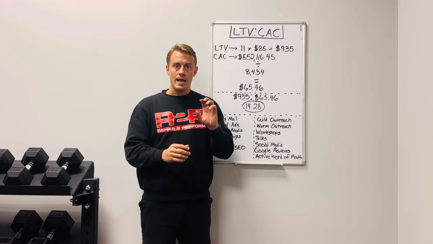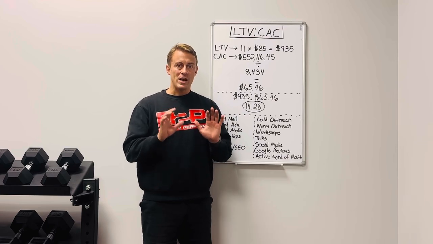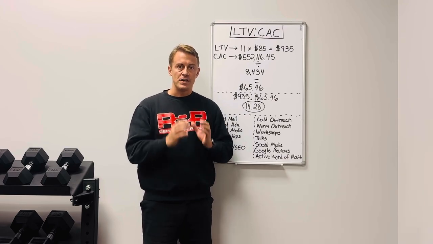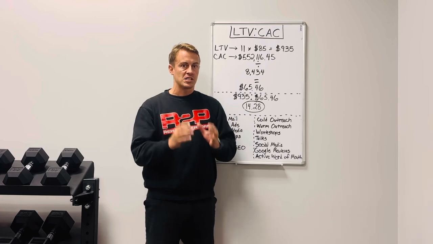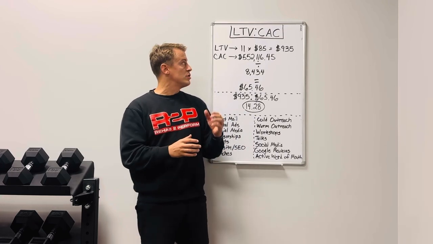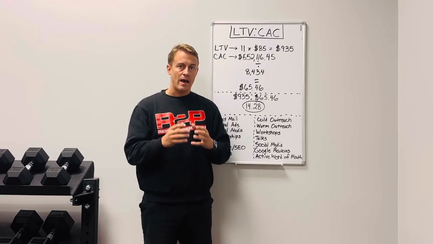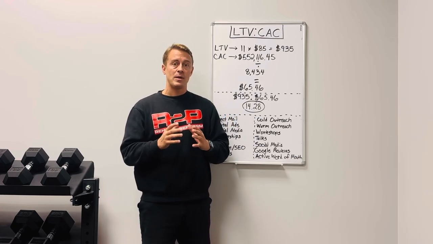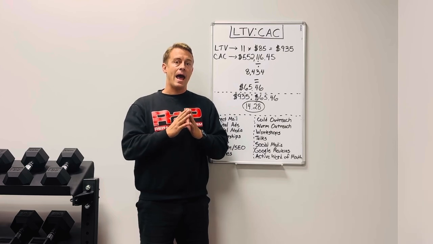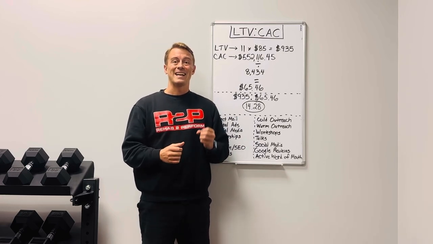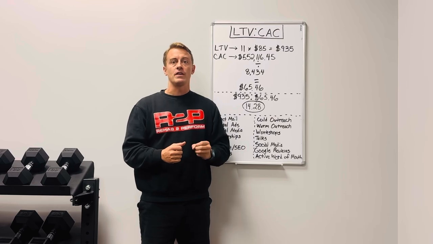This is a direct ratio that corresponds with the efficiency of your marketing spend. So if we look at our LTV here and we do the average of 11 patient visits, we have 11 patient visits times average reimbursement of 85. That puts us at an LTV of 935.